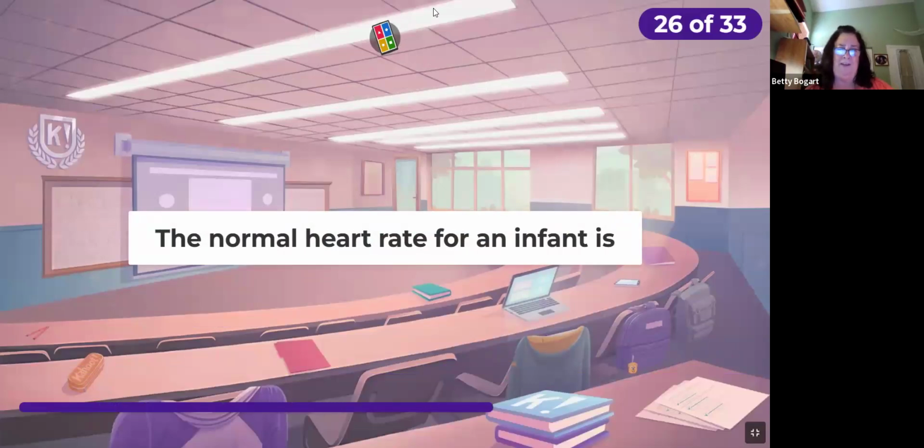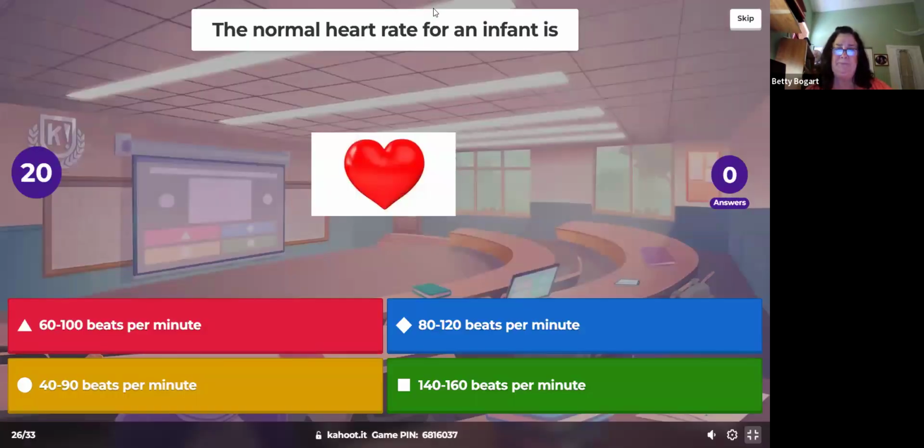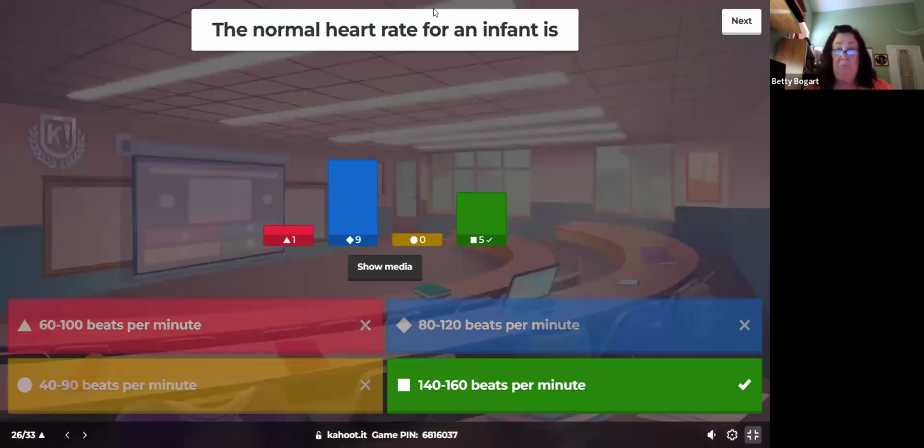The normal heart rate for an infant is, now, the reason why we know stuff like that is, what if you were giving digoxin to this infant and their heart rate was 100? Would you give it? You see, is it a good heart rate? Is it not? That's why we need to know these things. So an infant is 140 to 160 at rest. When they're upset and crying, it could be 200.